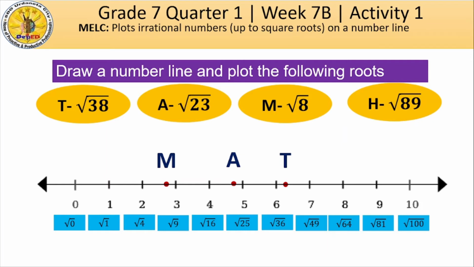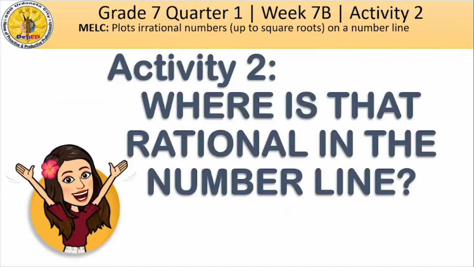And since square root of 89 is about halfway between square root of 81 and square root of 100, then it might be slightly greater than 9.5 but less than 10. So it will be plotted here.